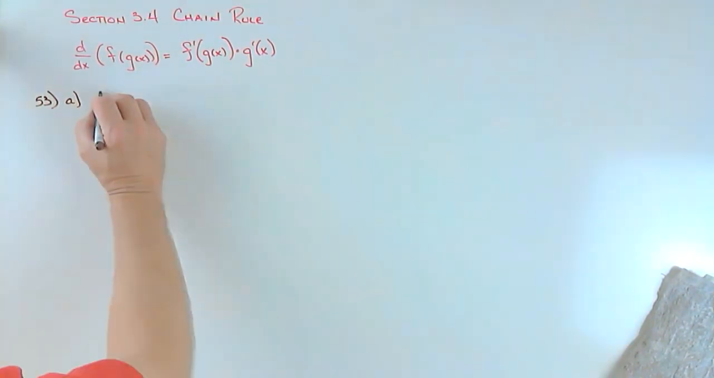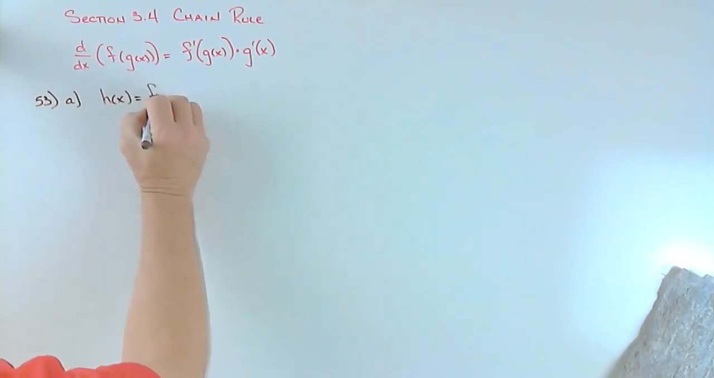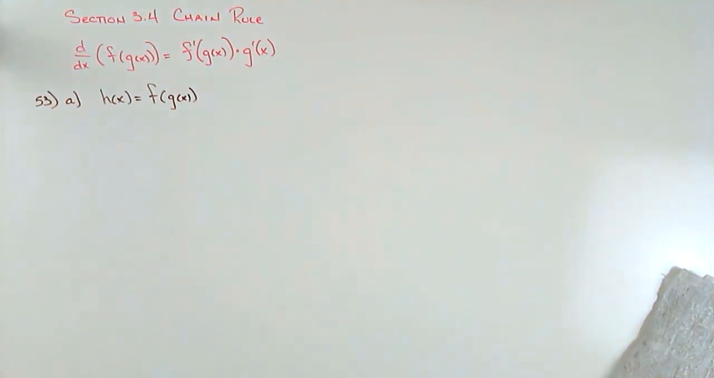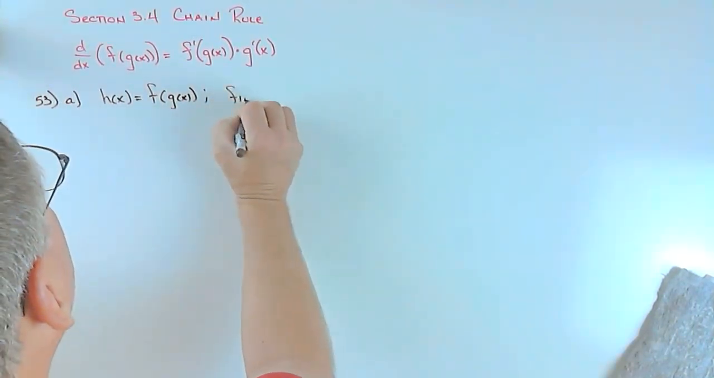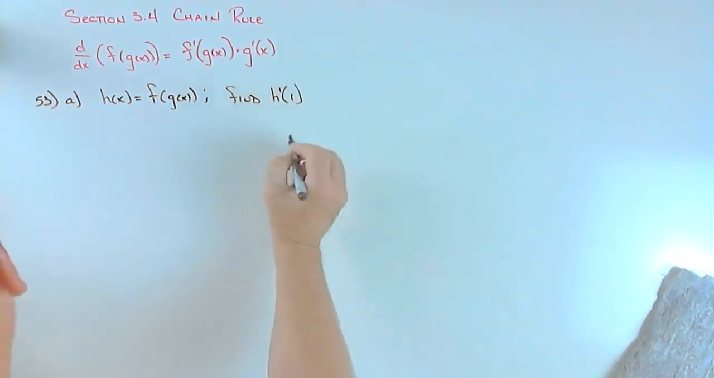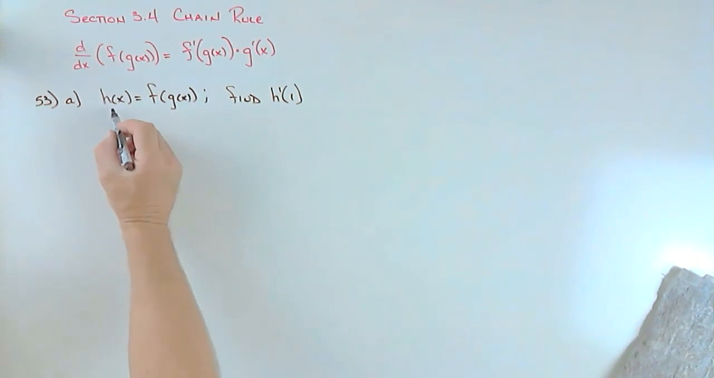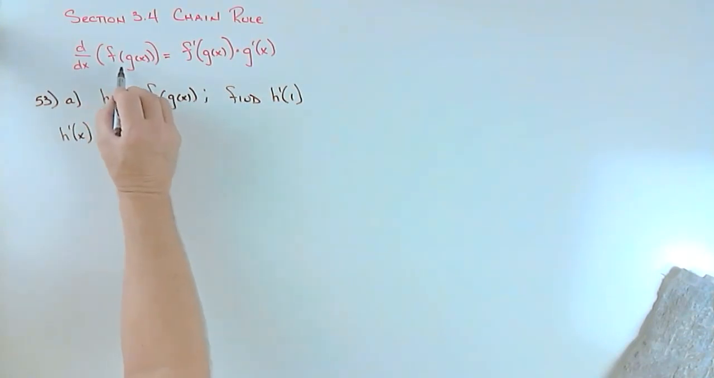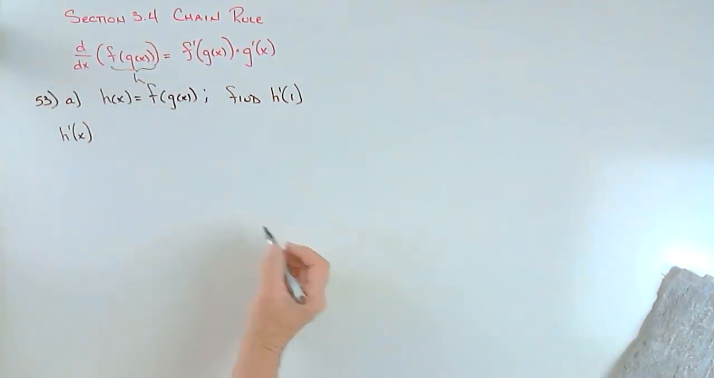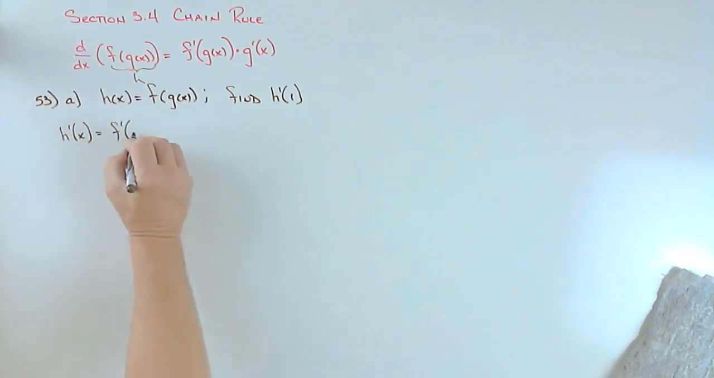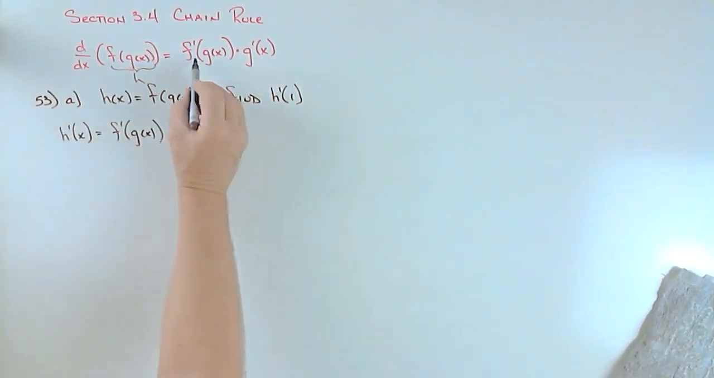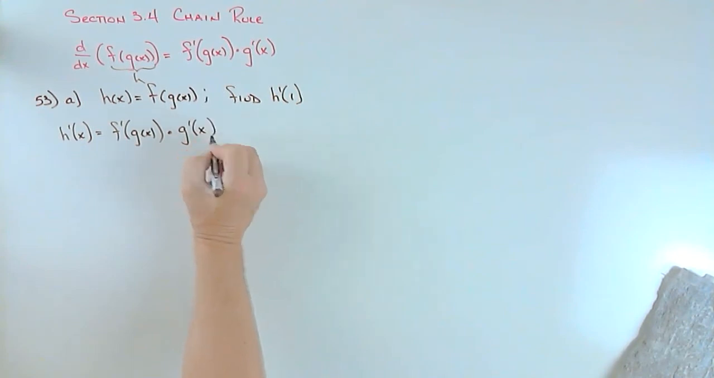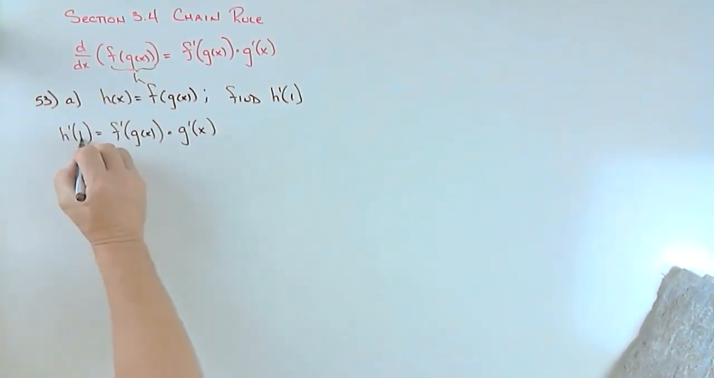It says h of x is a composition of f of g of x. It says find h prime of 1. So we want to take the derivative of h. Now we know what the derivative of h is going to be. h is literally this function right there. The derivative of that is going to be f prime evaluated at g by the chain rule, outside function evaluated at the inside, times the derivative of g. But they want us to find this at 1.